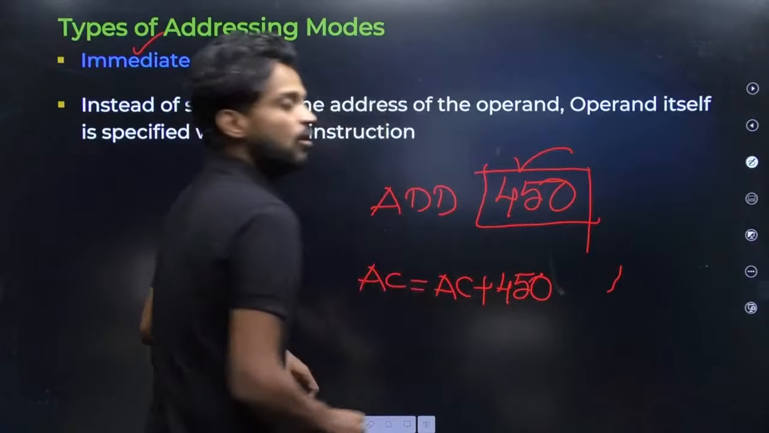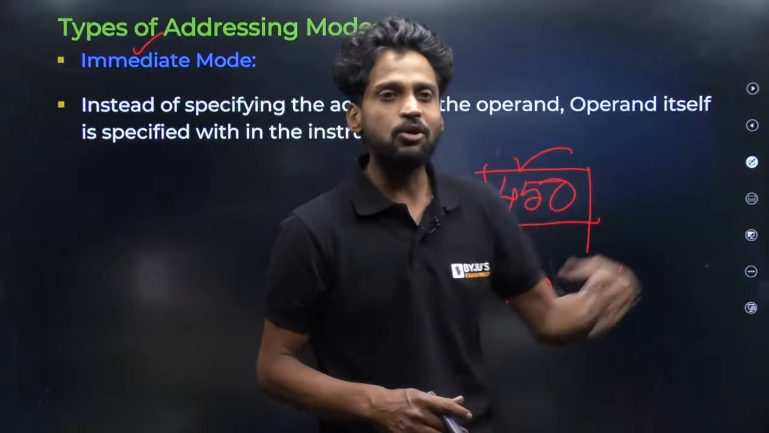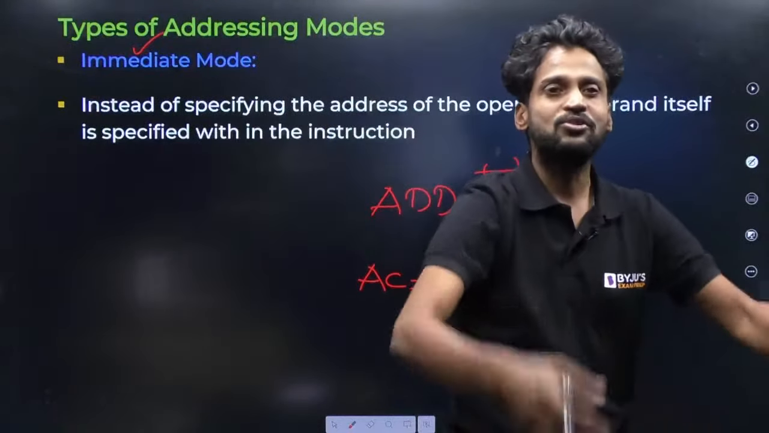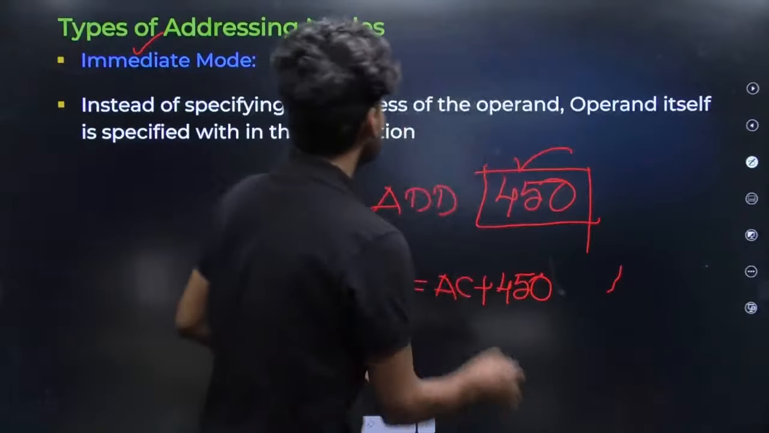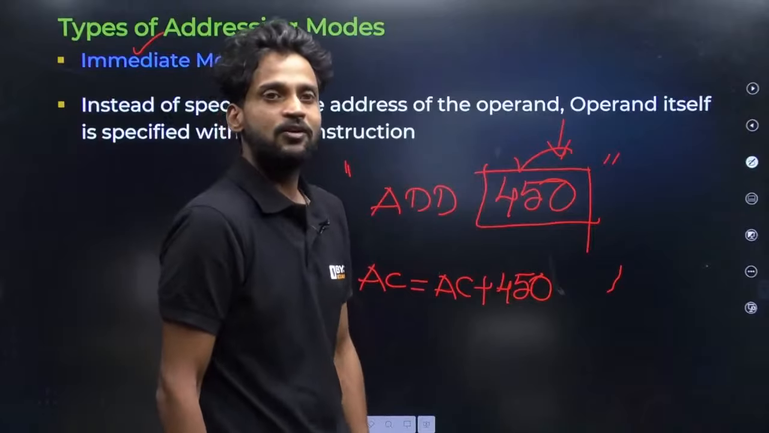The direct value of the operand will be specified within the instruction. We don't need to go to the main memory, the processor's register, or the IO devices to fetch the operand. The operand is directly specified in the address part of the instruction itself. I hope you got me.